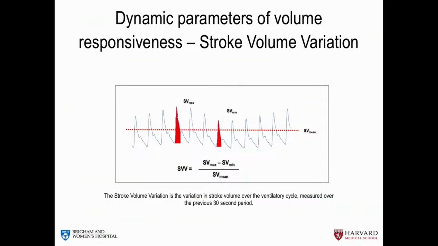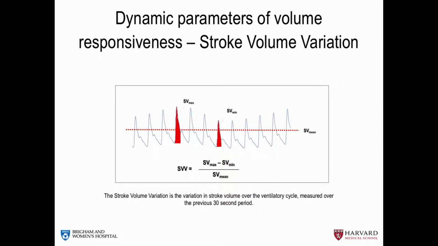If we first think about the stroke volume variation, and there are commercial monitors that will allow us to do this, we can measure the dynamic parameters of volume responsiveness from the arterial pressure curve. So that area under the curve reflects stroke volume. We can look at the maximal stroke volume, which generally will be at end exhalation. And then we can also look at minimum stroke volume, which would be at end expiration.